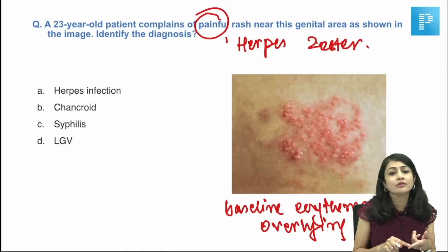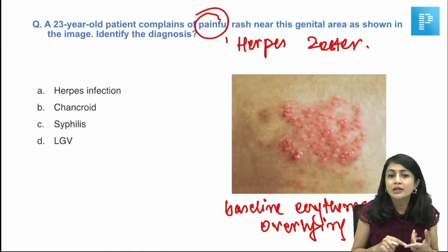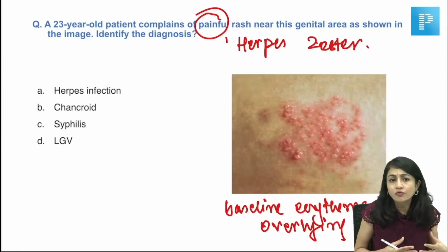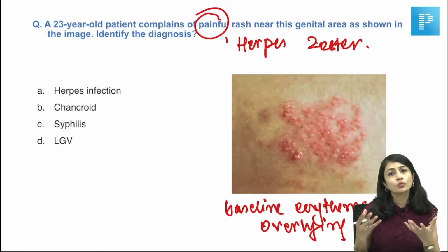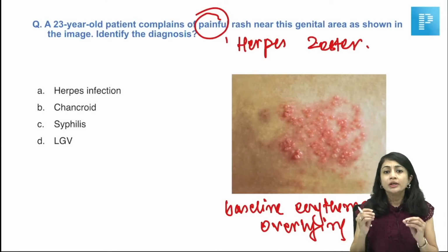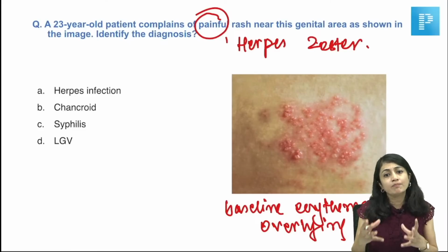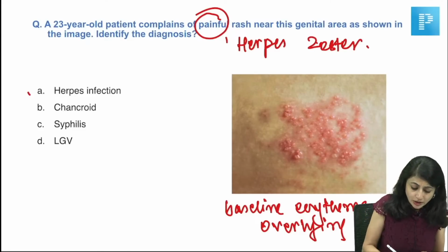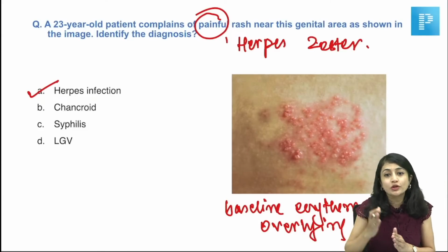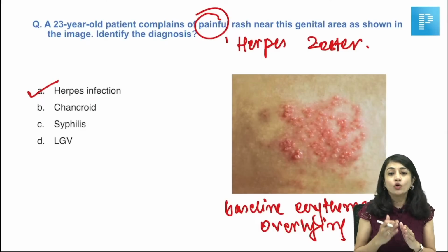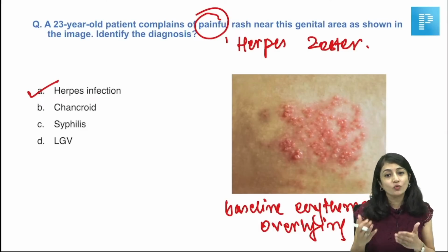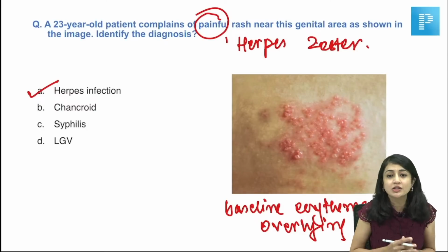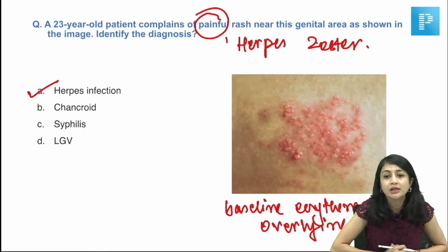On top of it, syphilis is never painful. LGV would usually present with lymph node. Chancroid will present with ulcer. So, here I am seeing vesicles and painful rash. So, I know either they are talking about herpes zoster or herpes simplex. Now, what exactly it was will depend on what image was given. If this was the image, I would say herpes zoster would be the answer.